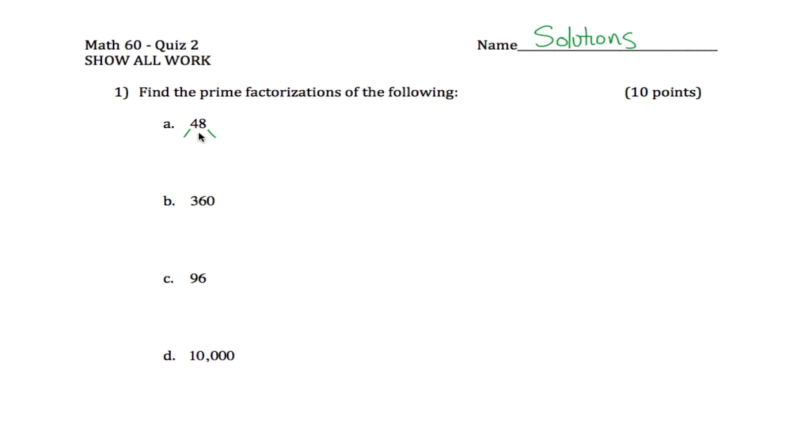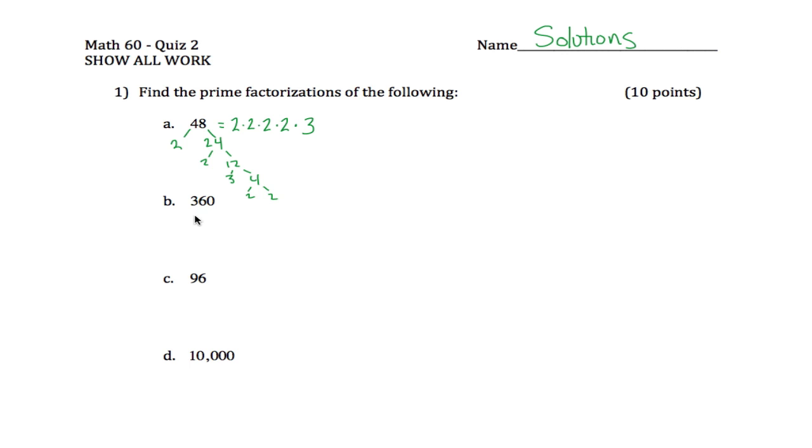48, lots of different ways to do it. For me, I noticed that it's even first, so that's 2 times 24. 24 is still even, so that's 2 times 12. 12 I think of as 3 times 4, and I know 4 is 2 times 2. So what I get is that 48 is 2 times 2 times 2 times 2 times 3.